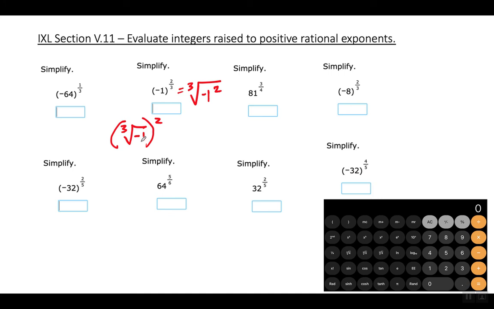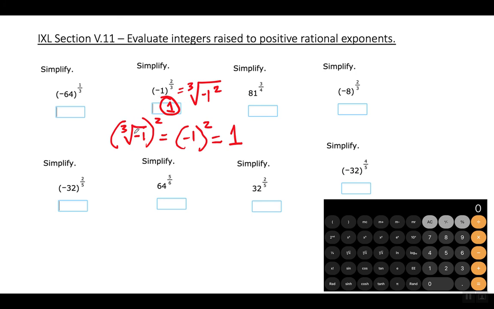What's the cube root of negative 1? Actually, this one is worth paying attention to. What's the cube root of negative 1? Negative 1. Because negative 1 to the third power equals negative 1. And then, what's negative 1 to the second power? Positive 1. So the answer on this one is positive 1.